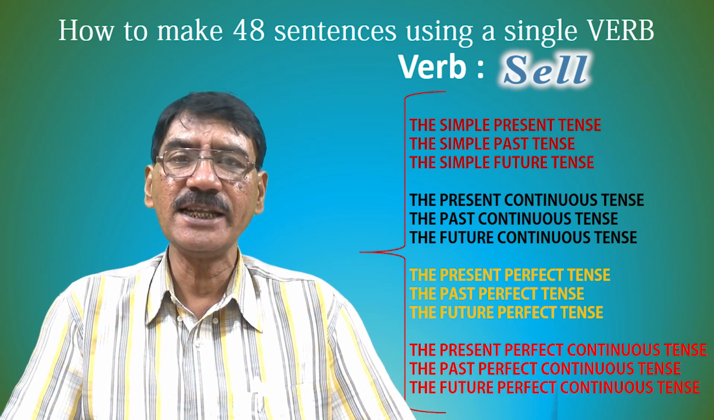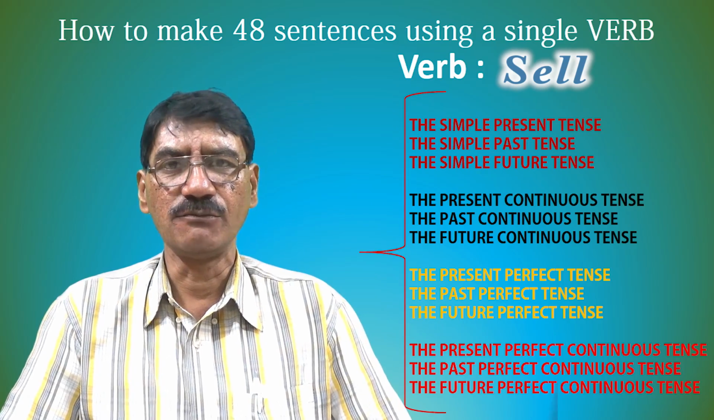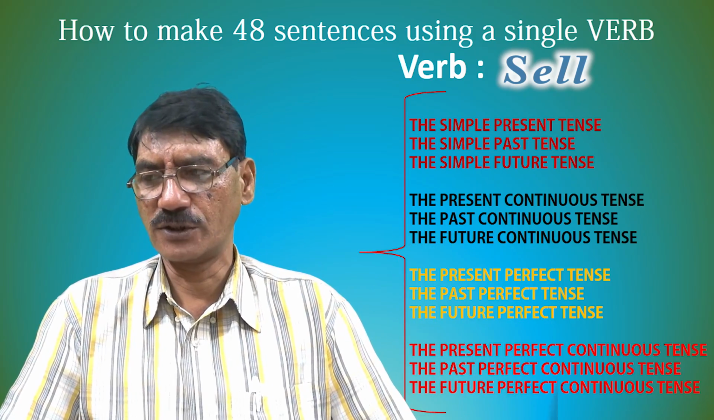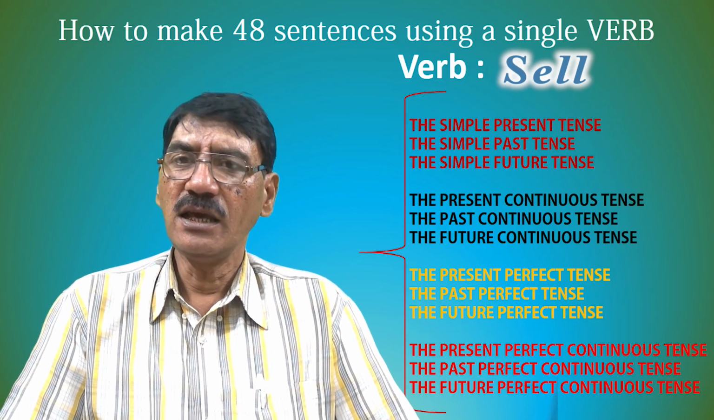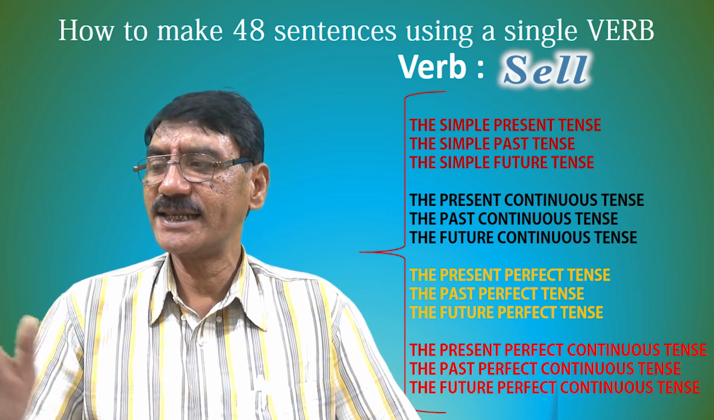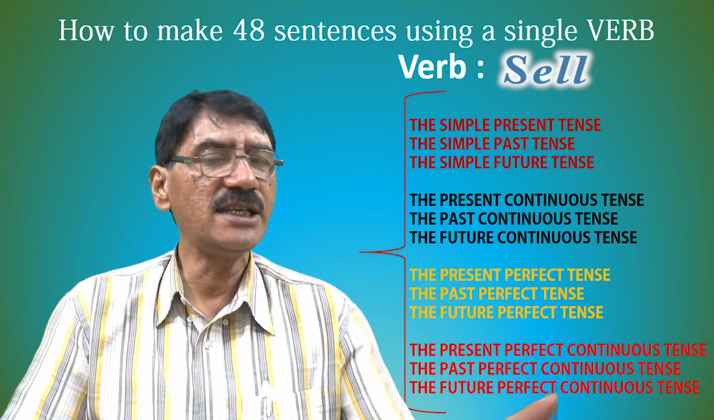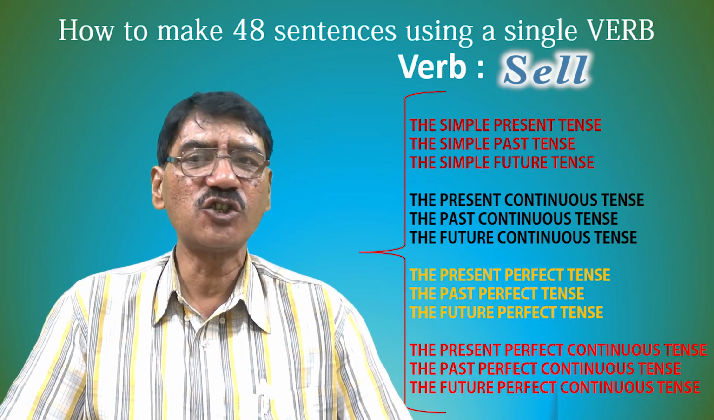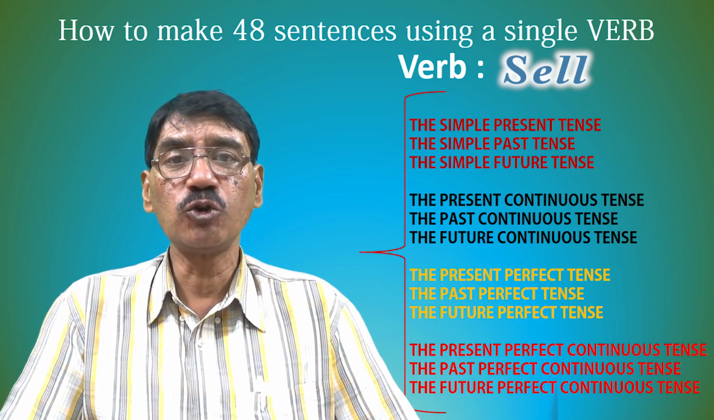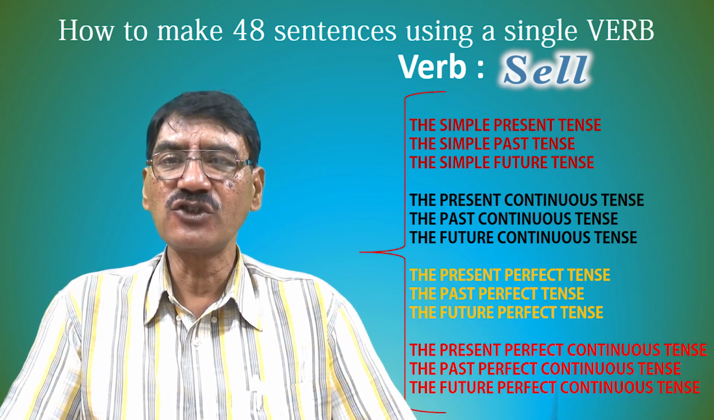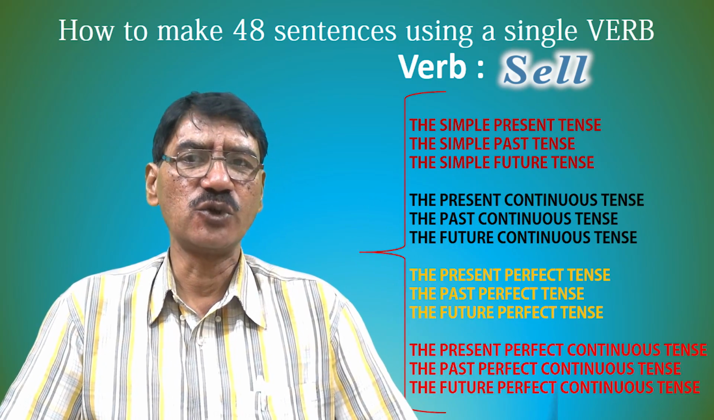He will be selling books. He won't be selling books. Will he be selling books? Won't he be selling books? He has sold books. He hasn't sold books. Has he sold books? Hasn't he sold books? He had sold books. He hadn't sold books. Had he sold books? Hadn't he sold books? He will have sold books. He won't have sold books.